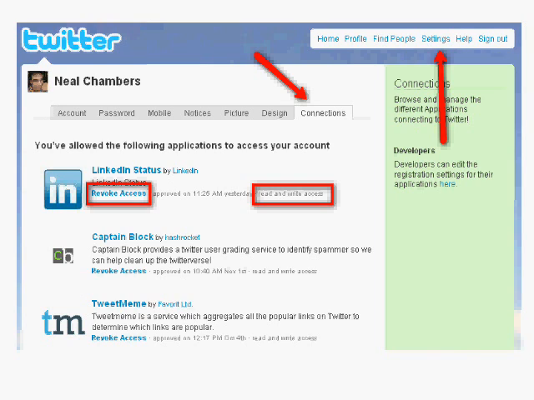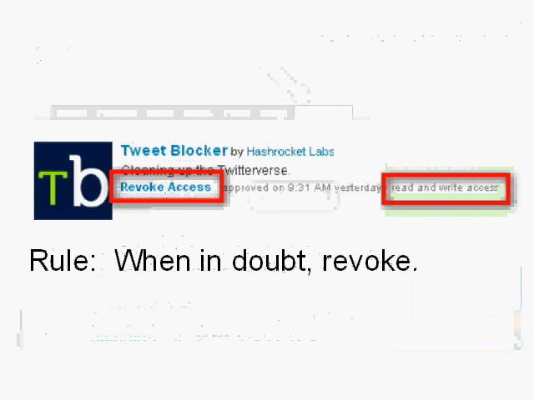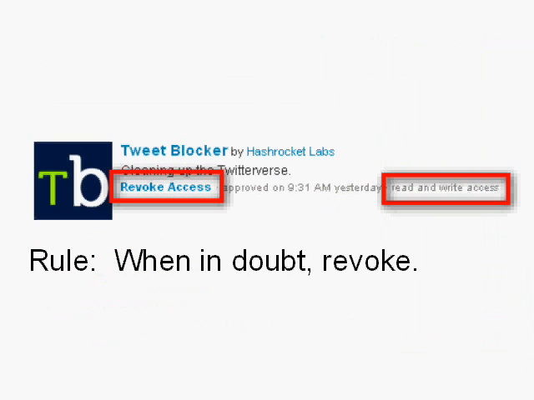To do that, you can manage these under your settings and then the connections tab. Underneath there you'll see all the Twitter applications that you've granted access to. There are two main parts to these listings. Off to the left, you'll see the option to revoke access to that particular app. And off to the right, it'll tell you what kind of access you have given that app.